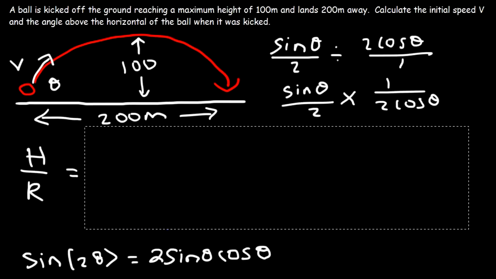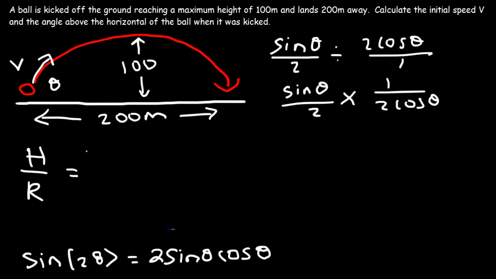So now we can see that h over r is equal to sine theta divided by 4 cosine theta. Sine over cosine is tangent. So basically it's 1/4 tangent theta.